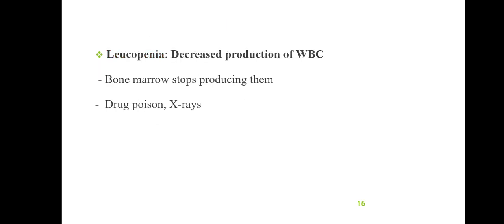And then we also have what we call leukopenia. Leukopenia is decreased production of white blood cells. It usually happens when the bone marrow stops producing them. Remember we looked at hemopoiesis, the process by which all cell lineages get produced. So if the bone marrow, specifically the red bone marrow, stops producing cells, then leukopenia is going to happen. Usually this happens with drugs, poison, or X-rays, especially repeated or unprotected ones. Then someone is more likely to have leukopenia.